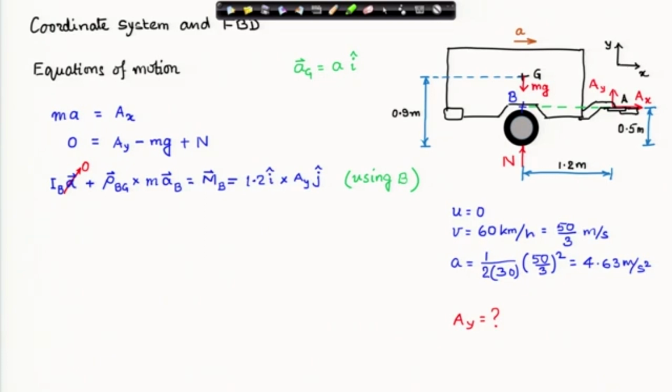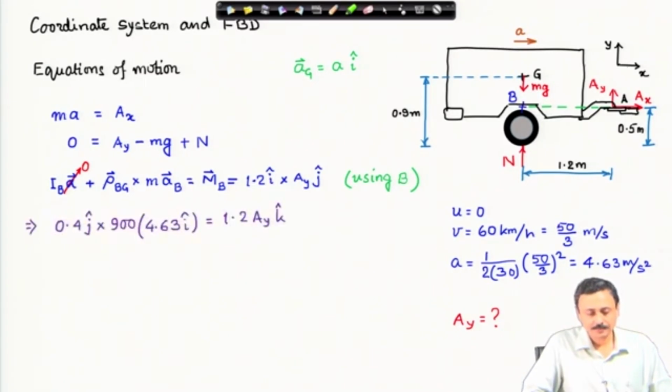Now, why have I chosen point B to write my rotational dynamics equation? First of all, this is the rotational dynamics equation about point B. I_B is the moment of inertia about point B of the trailer, plus rho_B/G cross m a_B, acceleration of B, that is equal to the net moment about B. Why did I choose B? Because the net moment about B will be contributed only by Ay. Ax will not contribute because the moment arm is 0, N and weight, all these forces will not contribute because they pass through the point B. Therefore, the moment arm is 0. Therefore, using just one equation I can solve the force in the vertical direction at the pin.